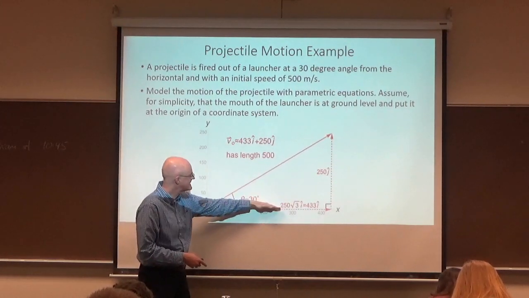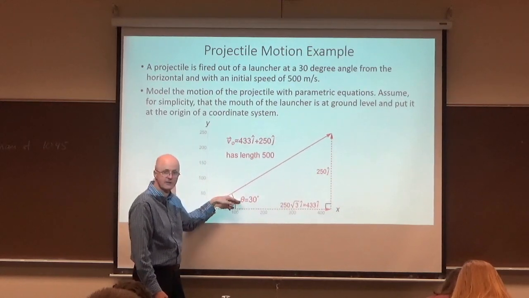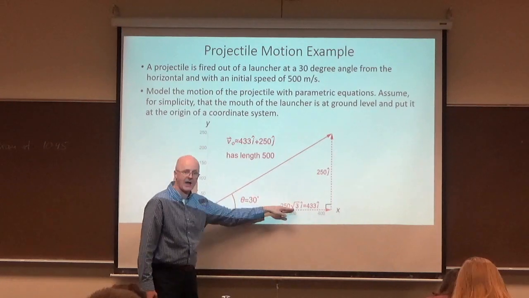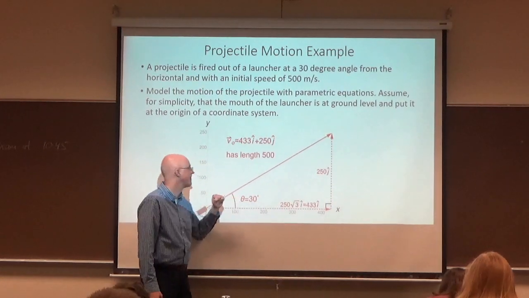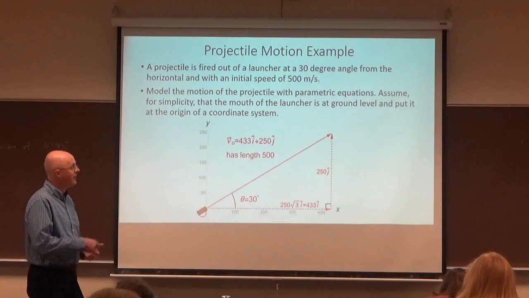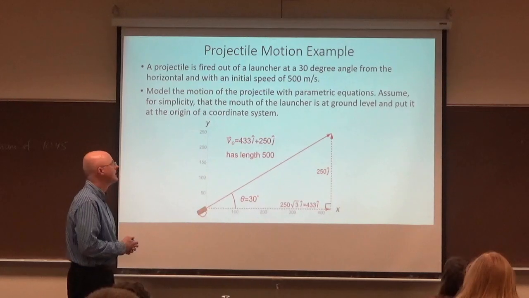So whatever that is, if I call it x initially, x divided by 500 would have to be the cosine of 30 degrees, which is square root of 3 over 2. And so you can solve for x and you can get this. Those are called the horizontal and vertical components of velocity. I'm not testing you on the vectors themselves, but I think it's good information to know about for the future.